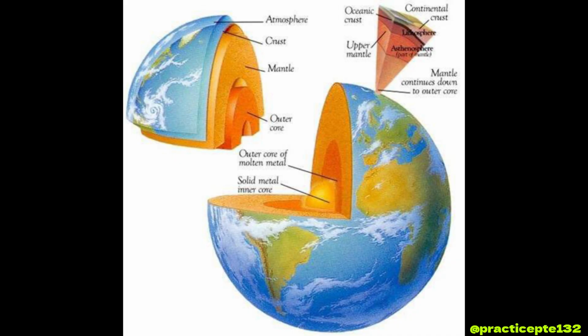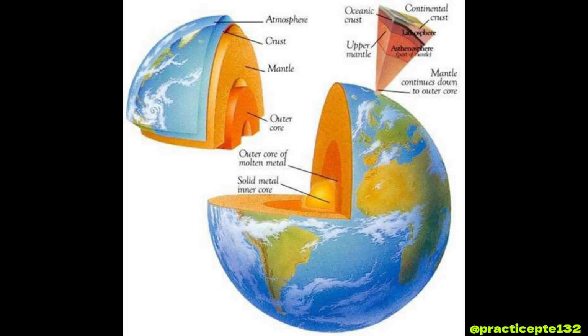The following picture gives information about Earth crust. This is a very beautiful picture, and it shows a number of things. According to this picture, the first layer is the atmosphere. Followed by that, the second layer is the crust.